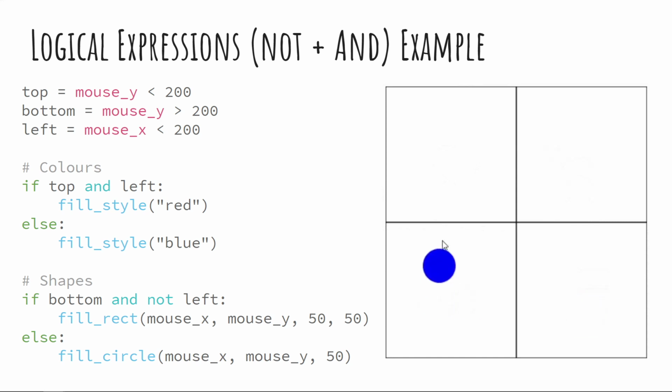Then we check to see if bottom is true and not left. So that's checking to see if the opposite of left is true, i.e. it's checking to see if left is false. So for that condition to be true, we want bottom to be true and left to be false, which means that we're in the bottom right. And so if we're in the bottom right, we fill with a rectangle, so we draw our rectangle. Otherwise, we fill with a circle. And you can see that on screen as well.